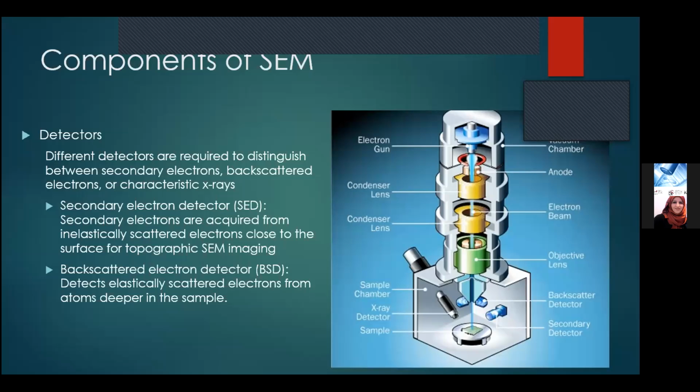Then you have the backscattered electron detector, and this detects the elastically scattered electrons from atoms much deeper in the sample. That also helps with the analytical side of the sample itself, where you can distinguish between the types of materials in your sample. I'll get to that in a little bit more detail in the next few slides.